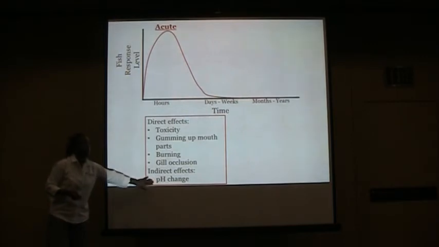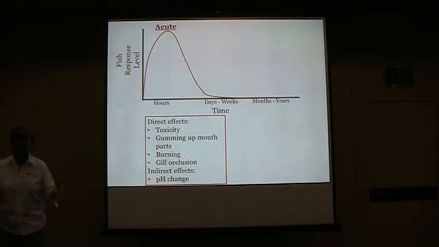You can have chemicals that actually cause pH changes, for example. A 1 or 2 point pH change in a water body can actually significantly affect the fish within the water body, and you can end up with a fish kill.